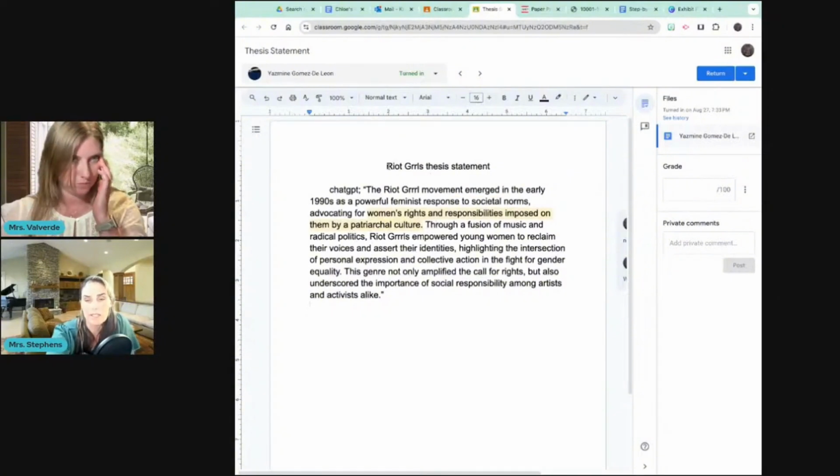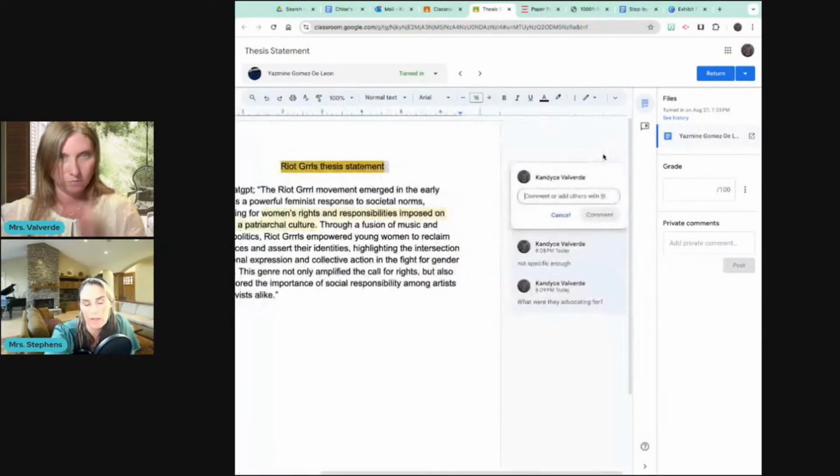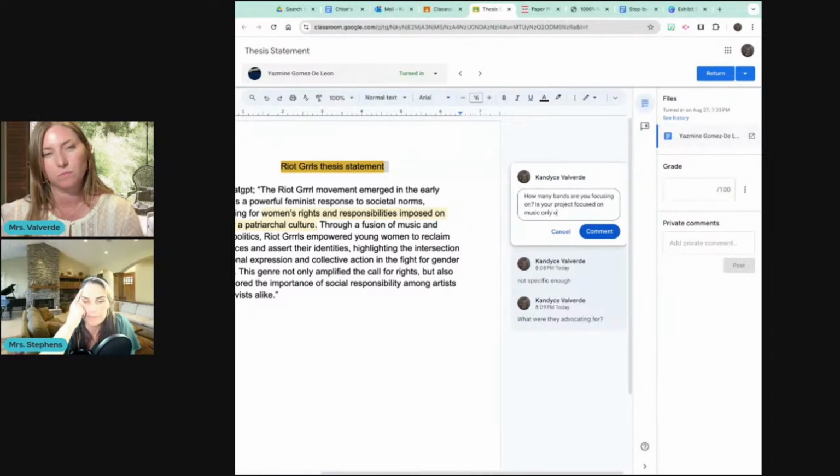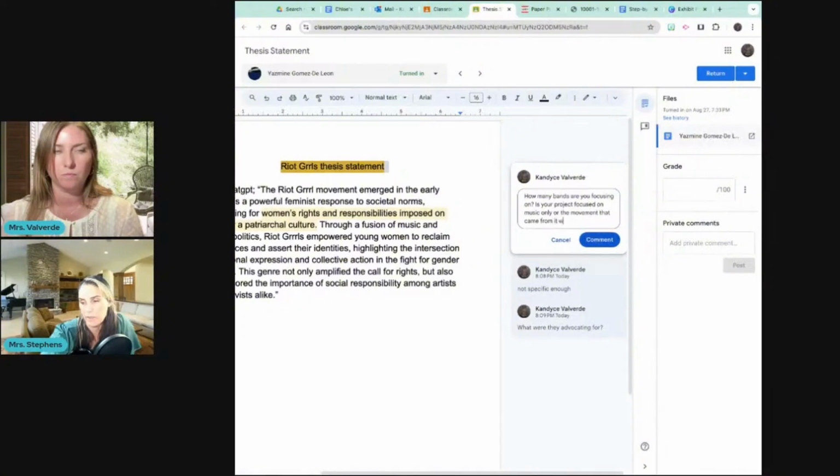I love this: through a fusion of music and radical politics. But one of the things that we haven't established is what their radical politics are. But keep that sentence. Through a fusion of music and radical politics, Riot Girls empowered women to reclaim. That's really nice. And then I like this idea of responsibility of artists. This one's closer. It did better with this one. I like this one.